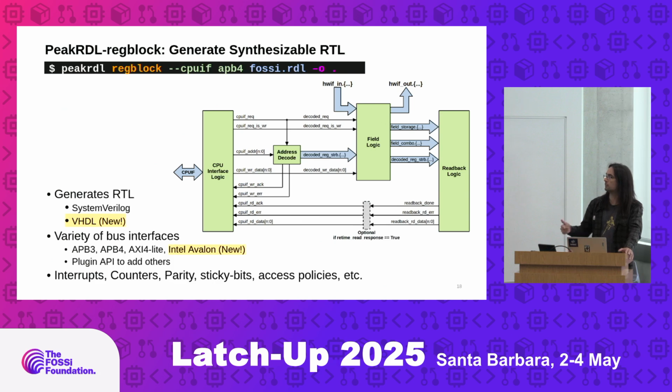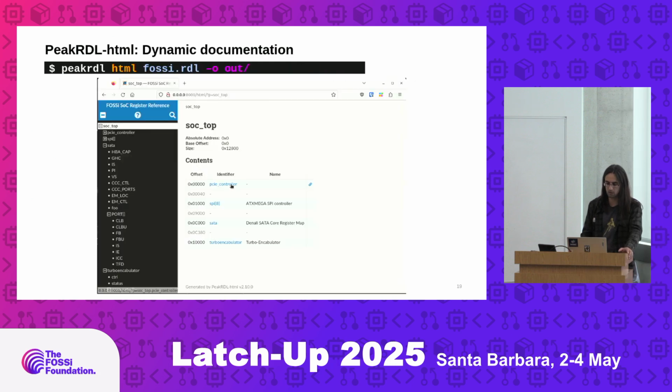You can do a variety of bus interfaces, so APB, AXI, and Avalon, which is a new one that I added. And you can also just add a plugin, say, hey, I have this internal protocol that we use in our organization. You can just add that, and it'll glue right in, and everything else works the same. All the cool little features that I described earlier in the RDL language are essentially all supported here. Another one that gets people excited is the HTML documentation.